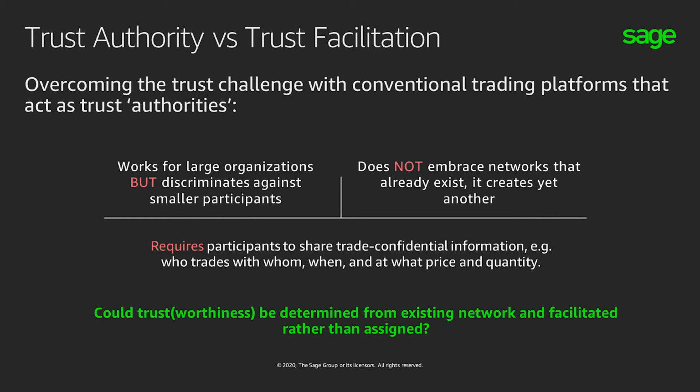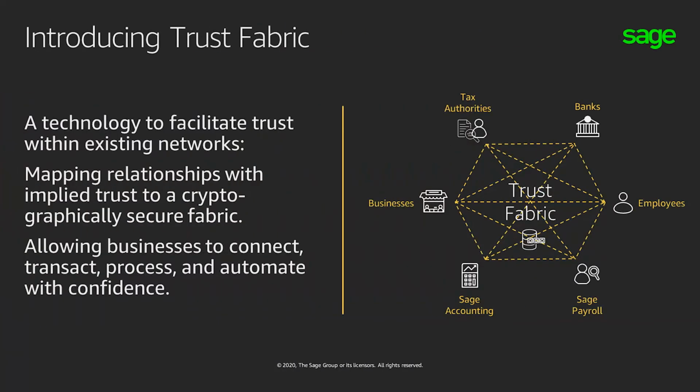Wouldn't it be more desirable to leverage network effects that already exist, where the trust is inferred from network insights, in other words, facilitated trust rather than assigned? This leads us to Trust Fabric, a technology that does exactly that. Facilitate trust based on existing networks and mapping relationships with implied trust to a cryptographically verifiable fabric that allows participants to securely transact, process, and automate.